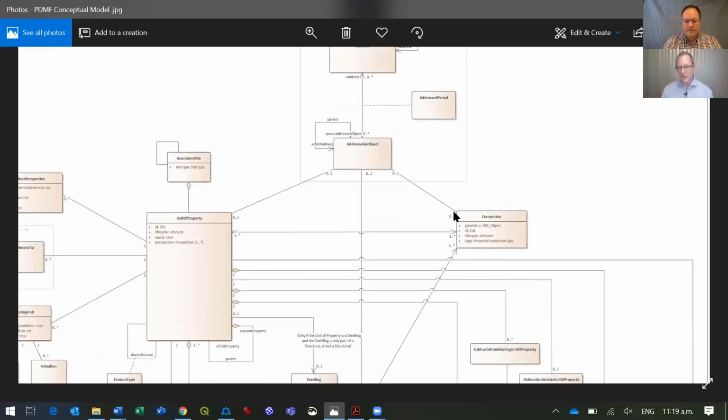That of course links into this thing over here in the model, which is called connection, which is effectively an access point. But that's a whole other story that we're not planning on getting into today. Okay, I'll stop interrupting.